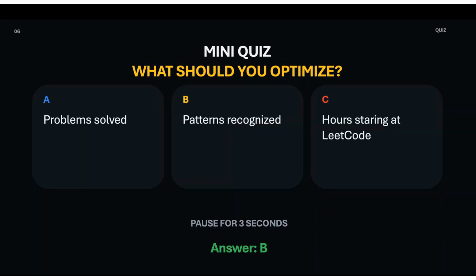So let's test this idea. What should you optimize? Number of problems solved, number of patterns recognized, or number of hours you have spent staring at LeetCode? Take a few seconds and then answer yourself. Actually, the answer should be B. Your goal should be to increase the number of patterns you can recognize without help, because that's what allows you to attack unfamiliar problems.